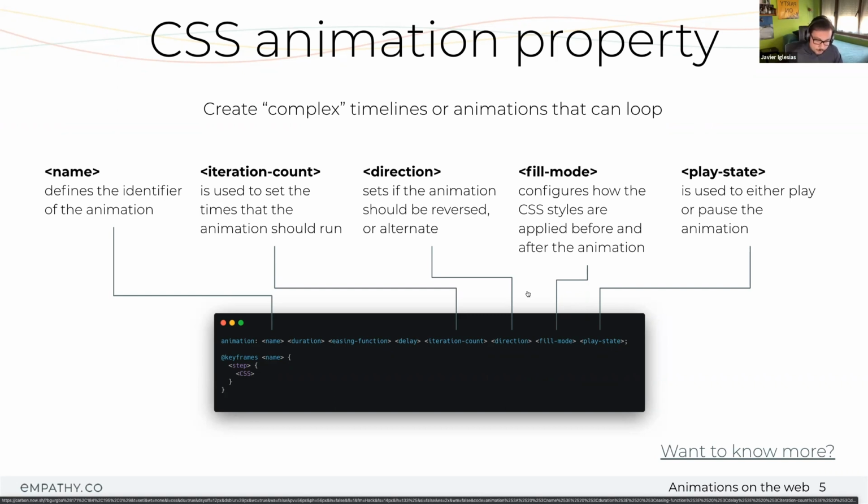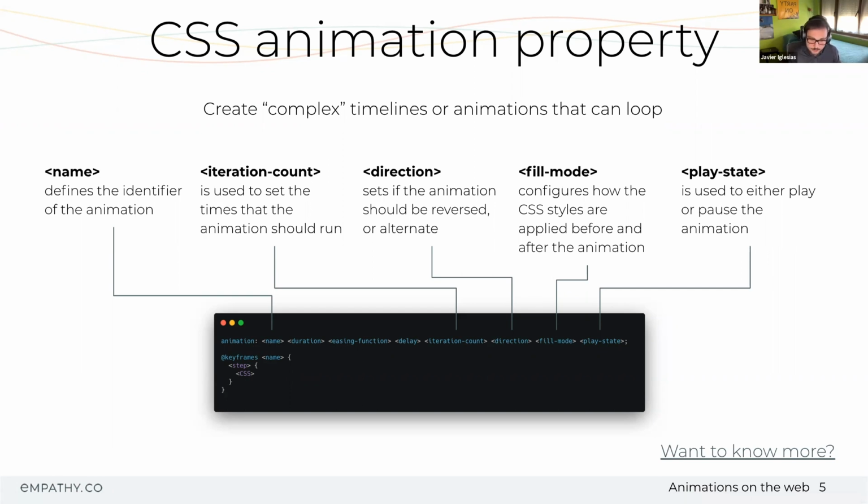With the fill mode property, what you define is if the styles that you are applying inside the keyframe object, if the initial or the ending styles are going to be kept. You would do that, for example, with setting the fill mode to the forward option. And finally, with the play state, it's just a utility property to play or pause the animation. It doesn't do anything else.